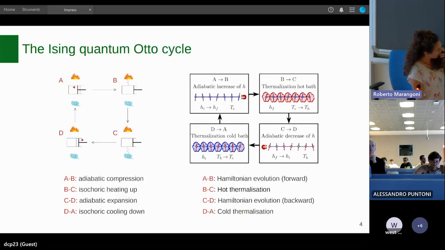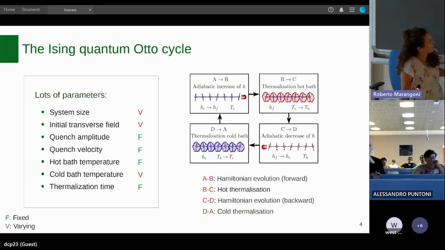Once we have all these things, we can just generalize the quantum Otto cycle, and we can write it this way. So this is our cycle. We start with an Ising chain. The first operation is the adiabatic increase of the transverse field. We go from an initial value of the transverse field to a final one that is larger than the initial one, and we keep the system at the coldest of the two temperatures. Then we let the system thermalize with the hot bath. Then we do the Hamiltonian evolution backward, and then we let the system thermalize again with the cold temperature. If you perform these four operations in this order, you find that your engine is actually an engine that can work.